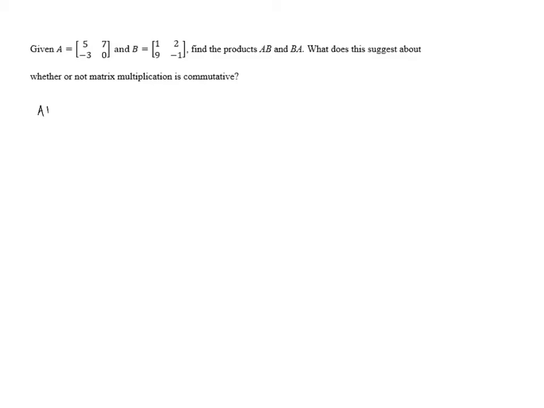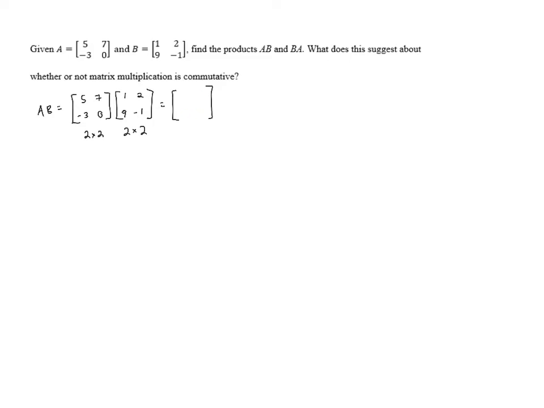Let's start by finding the product AB. We know that we can multiply these two matrices because the dimensions match up. In particular, the number of columns in the first matrix is equal to the number of rows in the second one. We have a 2 by 2 matrix times a 2 by 2 matrix, and the result is going to be a 2 by 2 matrix. Now we just need to find the entries in this 2 by 2 matrix.